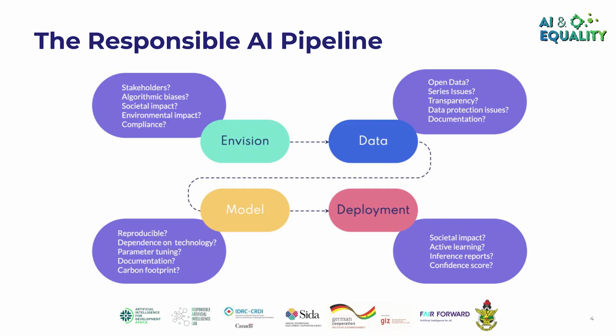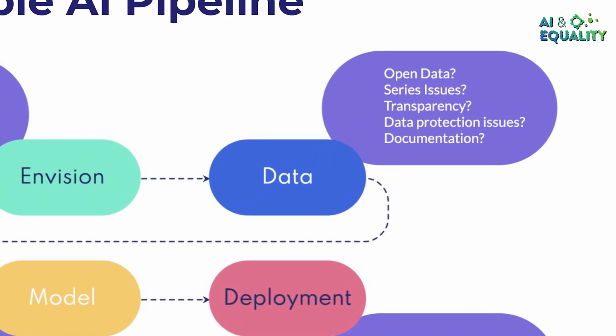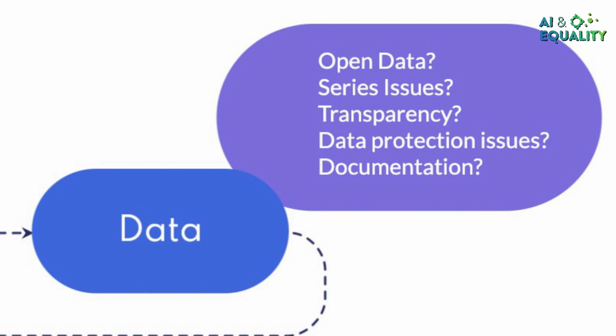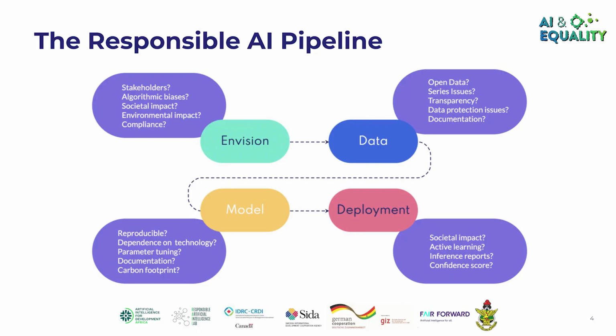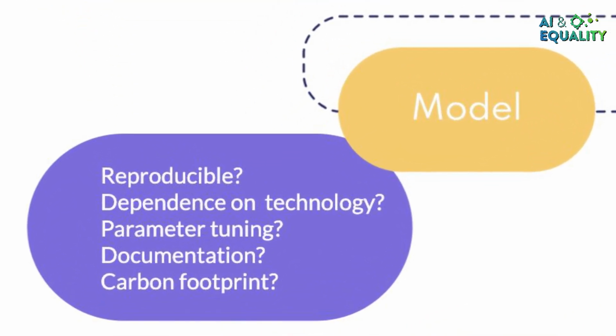Having gone through the envisioning stage, we go through the very important stage of considering what data we need for training our models. Issues relating to whether the data is open data, transparency, and data protection are all taken into consideration at the data stage. And then when we have obtained sufficient data, we model our AI solutions using the existing data, and then we can go ahead and deploy.